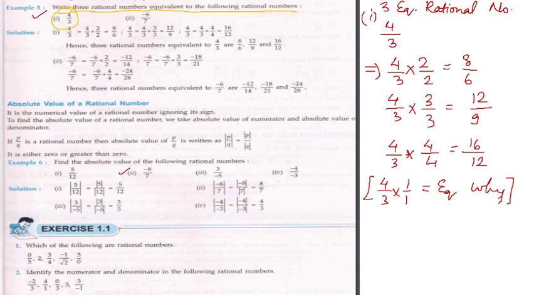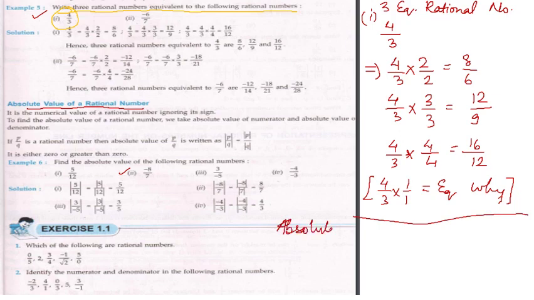What is that? Moving on to the absolute value of a rational number. Absolute value of a rational number is just the number irrespective of the signs. Look here first. I will tell you what is that. What is the meaning of irrespective?